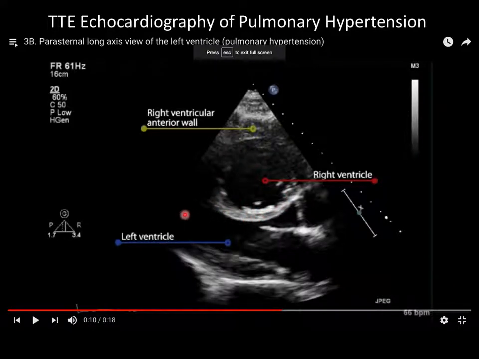So here's the normal. Remember, this is a parasternal view. This is the left atrium over here. This is the left ventricle. And here's the aortic valve. You can see the septum is bent all the way into the left ventricle here.